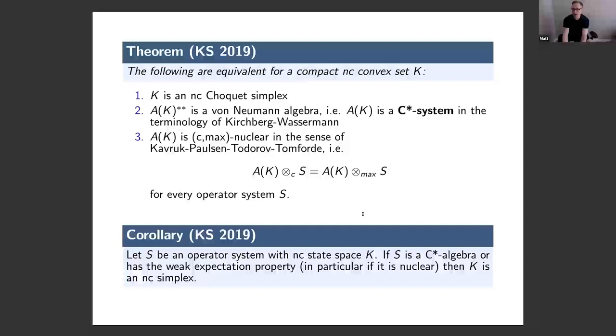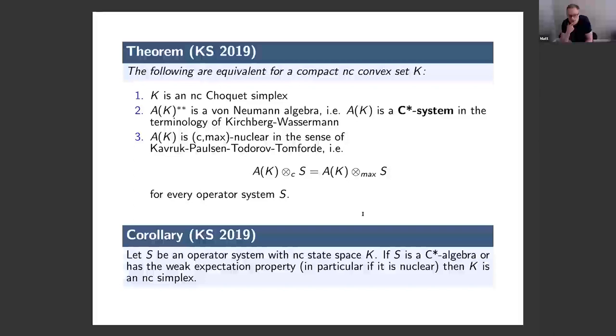Specifically, if I have an operator system with NC state space K, and if S is a C-star algebra, then of course its bidual is a C-star algebra, so condition two is satisfied. Or if it has the weak expectation property. In particular, if it's nuclear, it has the weak expectation property. We know that if an operator system is nuclear, then I believe this is a result of Choi and Effros, maybe Effros and Ruan, the dual of that operator system is a C-star algebra or von Neumann algebra. This is equivalent to injectivity. It's equivalent to nuclearity of the operator system, I should say. And in this case, K is an NC simplex.